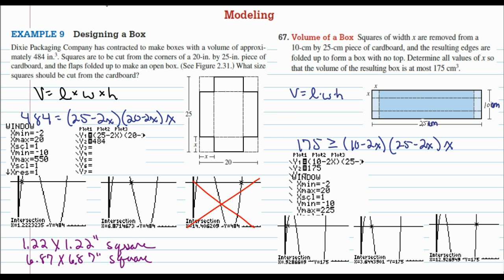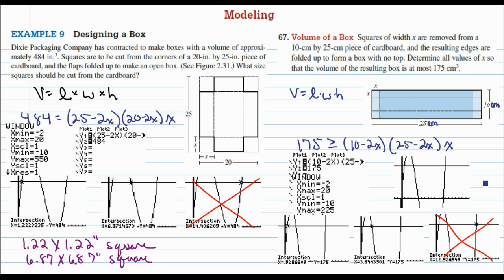Well, first of all, we cannot cut out 13 centimeters from each side of the cardboard because we only have a 10 centimeter stretch for the width. So we're going to cross out this option. The highest amount that I can cut out is 5 centimeters from each section.